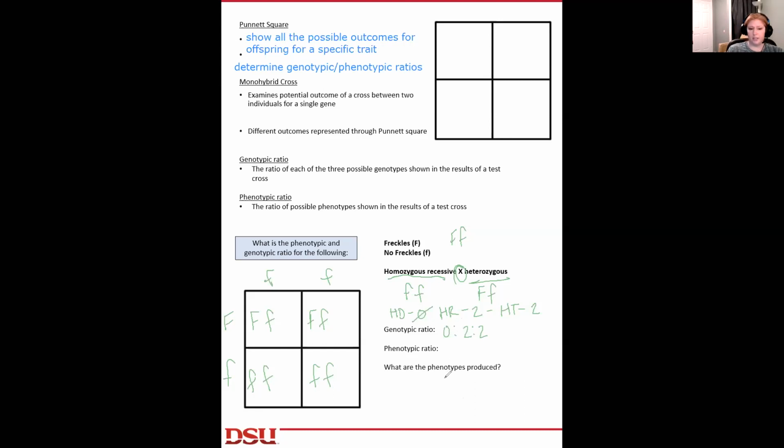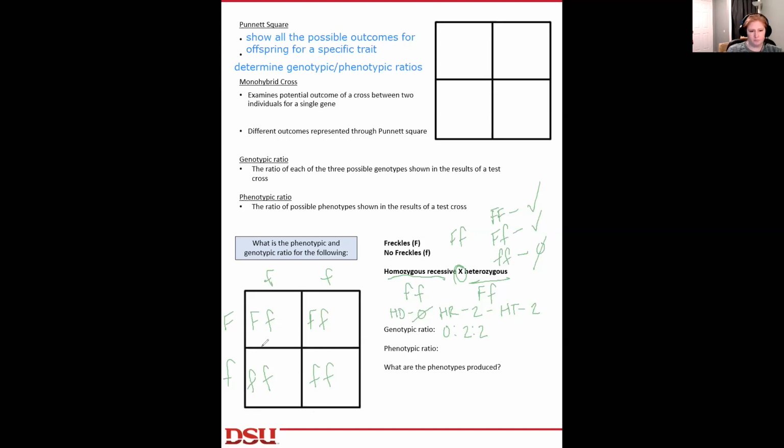Now our phenotypic ratio is asking us what did these offspring look like? Let's go through our possibilities. So we know we could have FF, big F, little f, two little f's. This person has freckles, two dominant alleles. Guess what? So does this person, because they have the dominant allele. There's only one needed to mask the recessive. This person has freckles. Only the homozygous recessive individual will not have them.